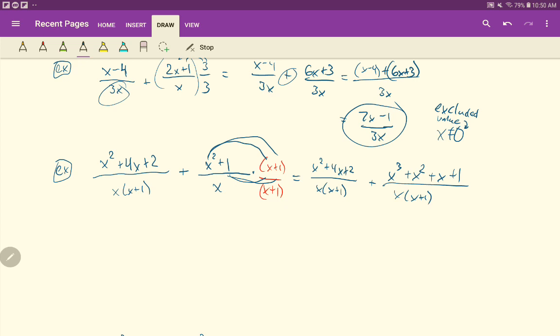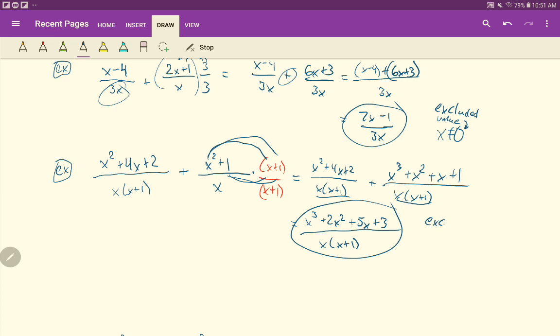Now we have a common denominator, so we can just combine our numerators. We end up with x to the third, then the 2 x squareds add together, 4x and x makes 5x, and 2 and 1 makes 3. Put that all over x times x plus 1. And voila, there's our answer. You can try factoring by grouping, but it's not going to simplify any further, so we're done here.